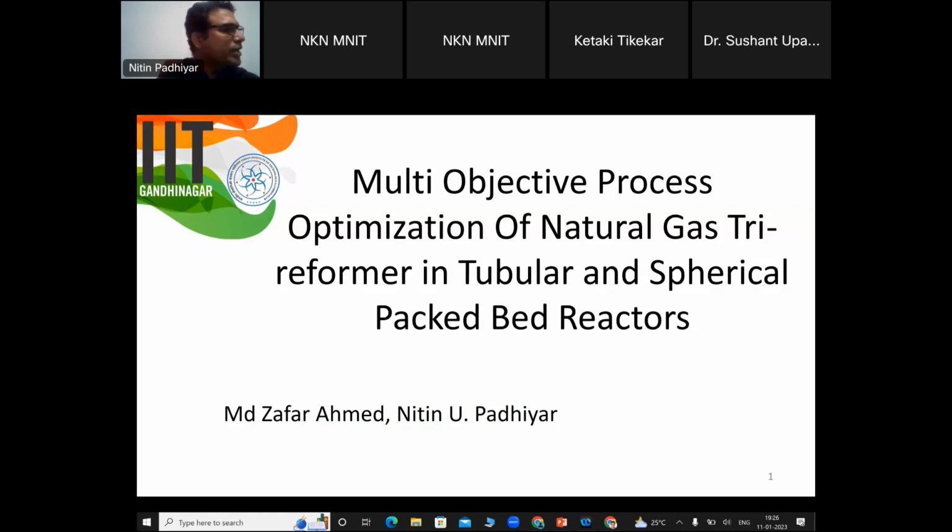So we thought, let us design the reactor which produces hydrogen, based on multi-objective process optimization. What is that? What are the criteria? How do we do that? That is what we are going to talk about. I give this credit to Zafar, who worked on this, and he did a very nice job. And that is what I'm going to show you.